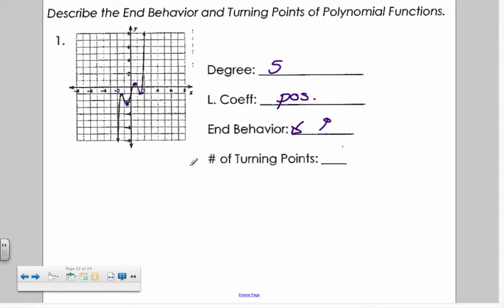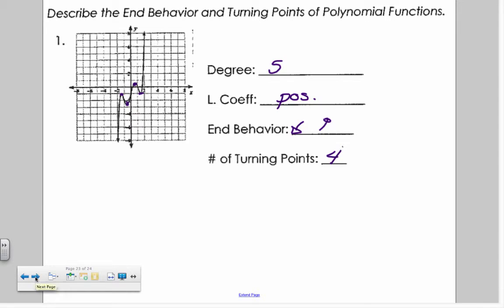The number of turning points, well, I've already calculated that. I have 1, 2, 3, 4. So sometimes you actually have to start with the number of turning points to get the rest of the information that you need from the graph.